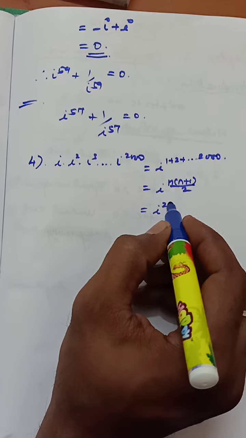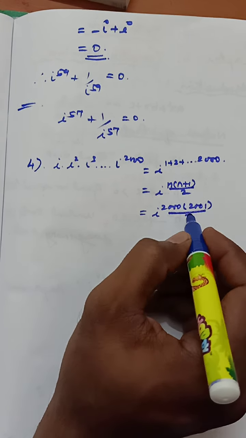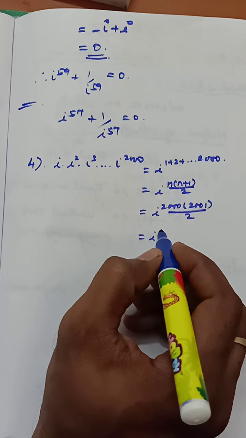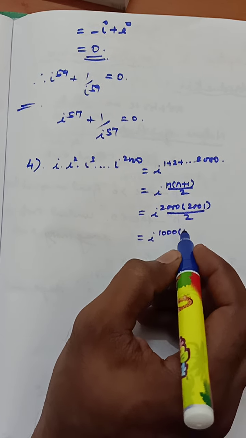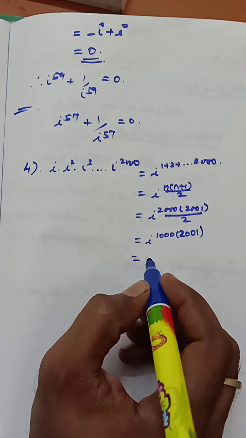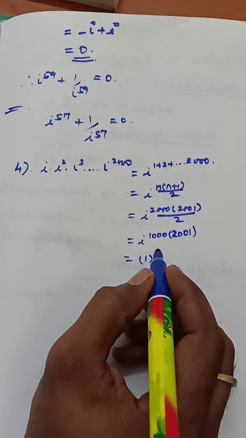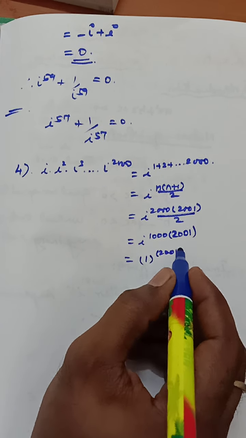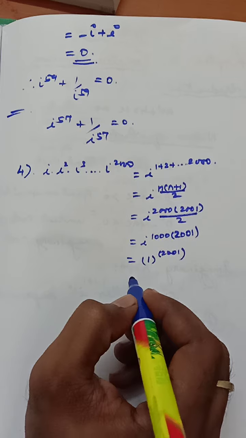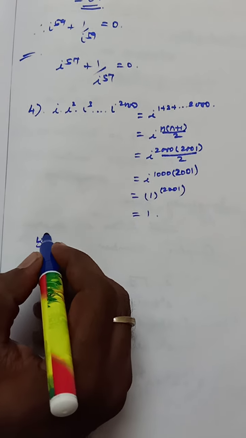Your n is 2000, so 2000 into 2001 by 2, that becomes i power 1000 into 2001. So i power 1000 is 1, and 1 power 2001 becomes 1. Okay. Now the question number 5.